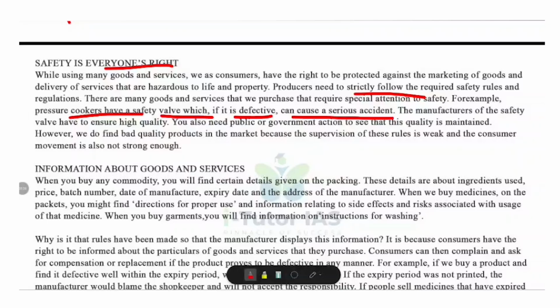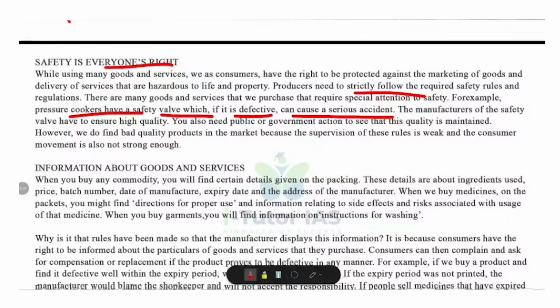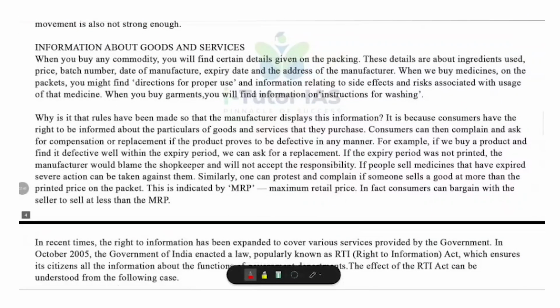And what about the role of government? Yes, government authorities supervise product quality. The consumer movement raises awareness and pushes for enforcement. And the current challenge is that bad quality products still exist because supervision is weak and the consumer movement is not strong enough in some areas.